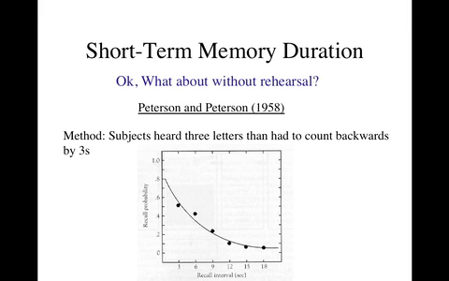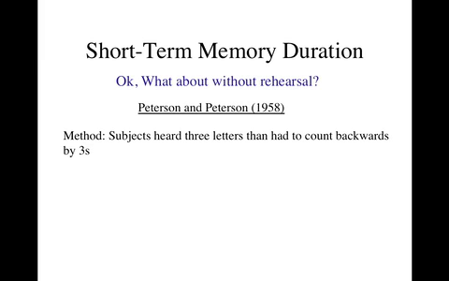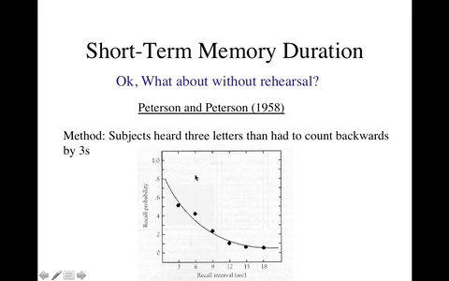So people would see a trigram, three letters, and then had to count by threes and later say what those three letters were. And what they found was this decay function. It starts off with very high fidelity after 0 seconds, if they immediately have to repeat it. Pretty good all the way out to say 3, 6, 9, but then you really get a degradation in performance. And by the time you're at 18 seconds, performance is very poor, and that to them suggested that the duration of short-term memory is somewhere in the range of 15 to 18 seconds, according to these studies.